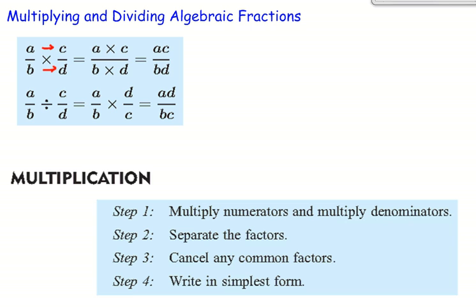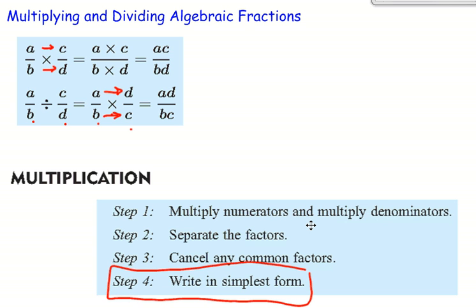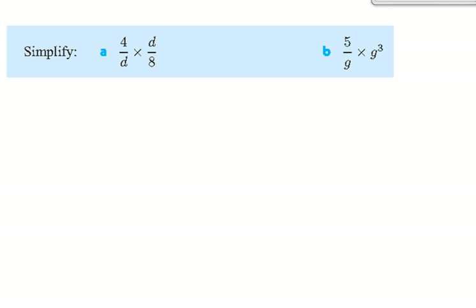If we're dividing, we can take the original fraction, a over b, and multiply by the reciprocal. So we can switch our fractions. Instead of dividing by c over d, we can multiply by d over c. And again, you'll just multiply straight across. And then it's really important, this last step, that we write our fractions in simplest form. It's not complete until you have simplified your final solution.